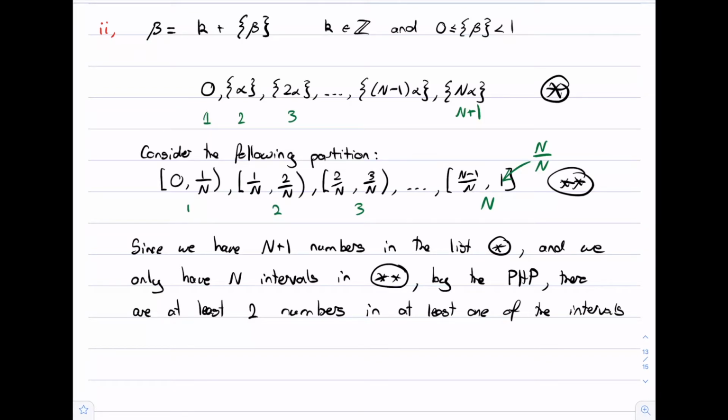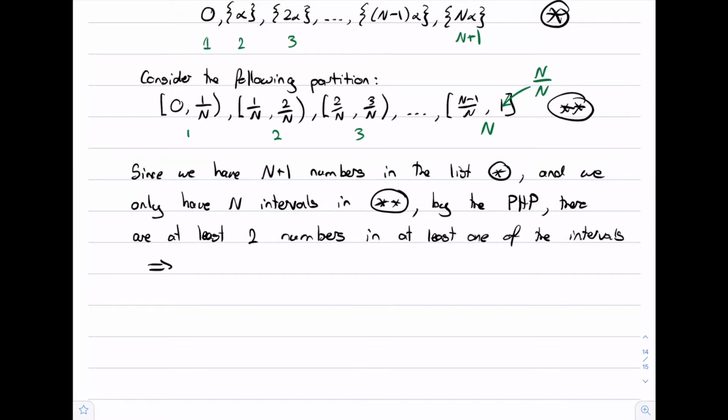And since we were very clever in the way that we set up our partitioning, if we have two numbers in this set, then the difference between them is guaranteed to be less than 1 on n. And we can say the same for any of these intervals. So therefore, this implies that there are at least two numbers whose difference is less than 1 over n. And that's the end of our proof.